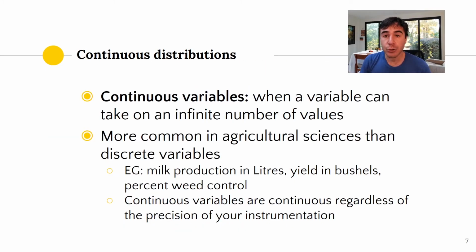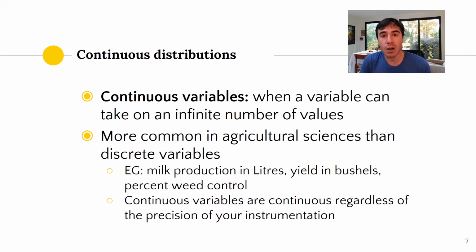In contrast to discrete variables, continuous variables can take an infinite number of values. For example, unlike rolling a 20-sided die, where you can't roll 17.78, you can have a cow that produces 17.78 liters of milk or 17.7893218 liters of milk. Similarly with things like measuring yield or percent weed control. These are continuous variables.